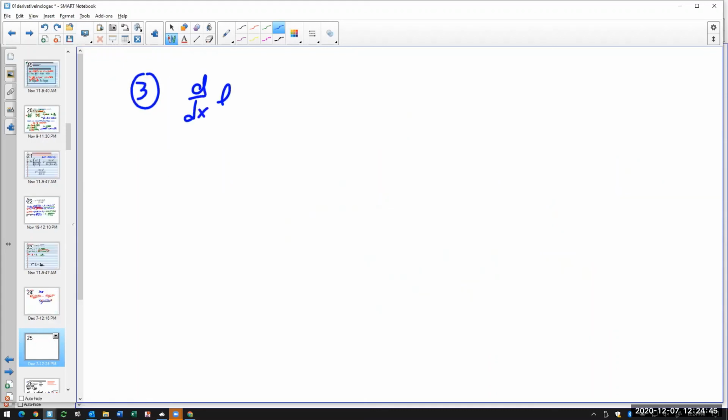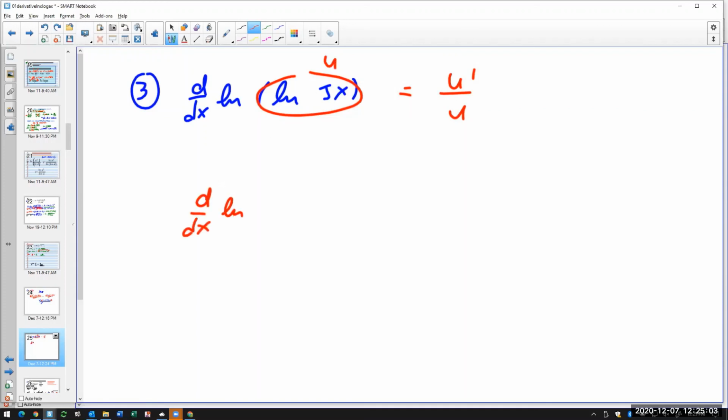Derivative of ln of 5x. You agree with that? Now, what's your u? This is your u, right? What's the formula? It's u prime over u. So plug in. If this is your u, what's the derivative of ln of 5x? Just do it on the side. The derivative of ln of 5x is 5 over 5x. So that's equal to u prime, right? Okay, so u prime is now 5 over 5x.